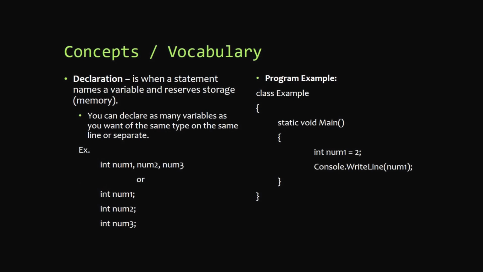The declaration, and you've seen this in the previous slide, is when a statement names a variable and reserves storage or memory. You can declare as many variables as you want of the same type on the same line, or you can separate them. And this is what that means. If I had three variables, num1, num2, and num3, and I wanted to declare them all as integer, I could space them out by typing int num1, next line int num2, next line int num3.